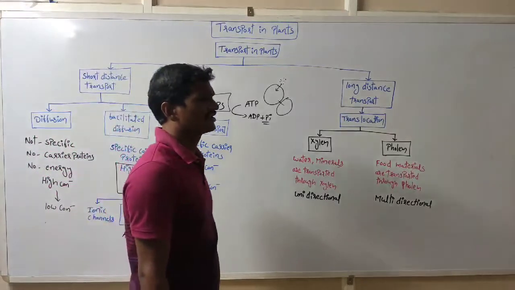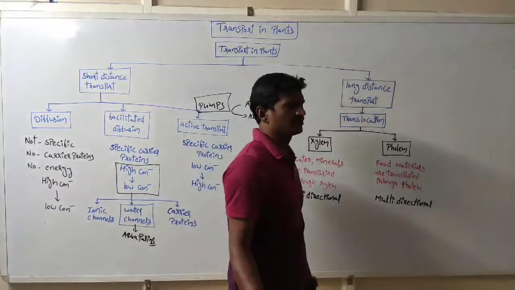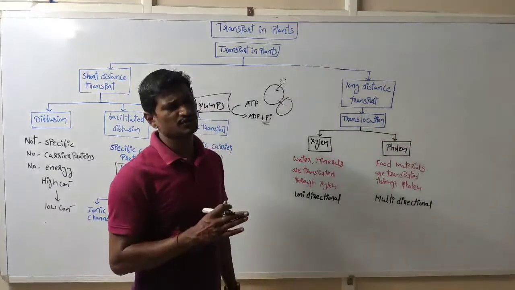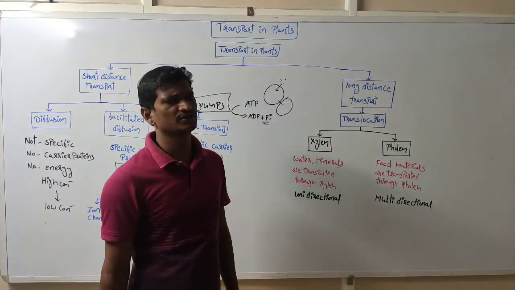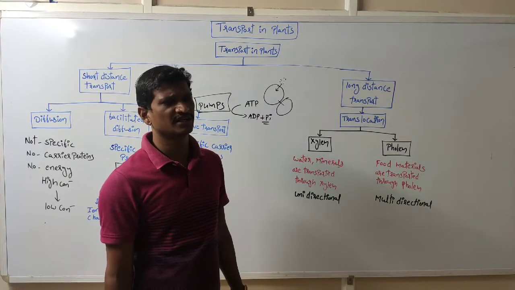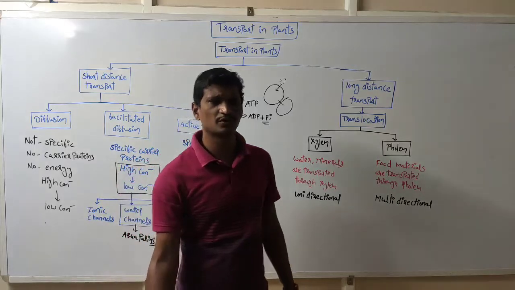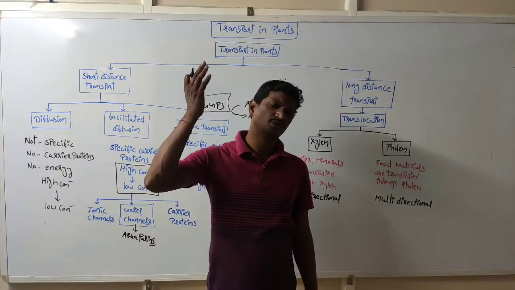And the long distance transport within the plants is called the translocation process. There is xylem and there is phloem, for example from roots to the shoot part.